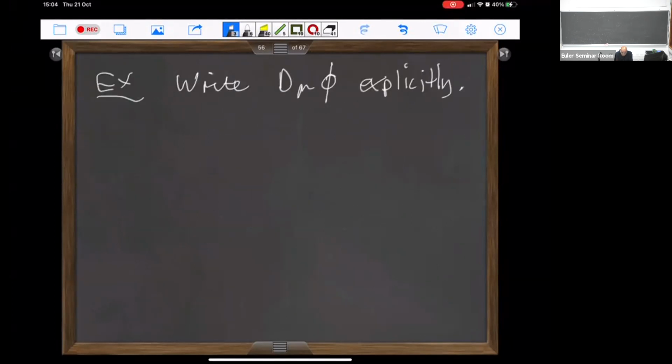Sorry, I forgot there's an exercise here, which is just to write down explicitly the covariant derivative on phi, because in the Lagrangian, there'll be a kinetic term for phi, which it's important to understand.